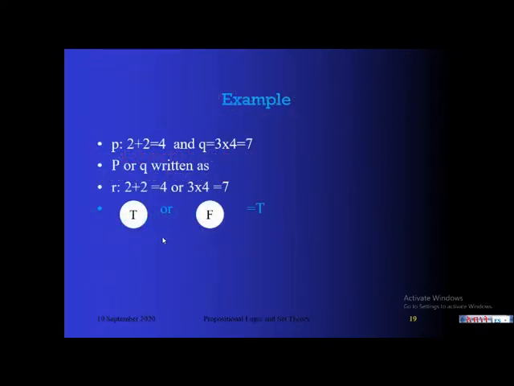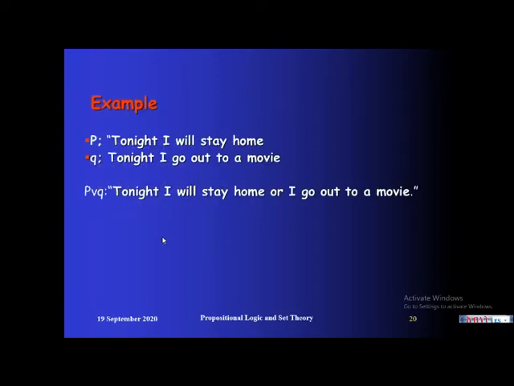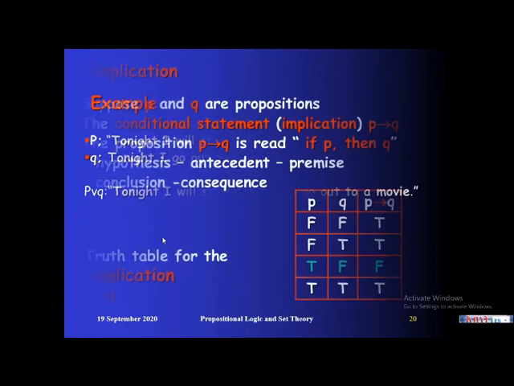For example, let us take a simple mathematical example. P: 2 plus 2 equals 4, Q: 3 times 4 is equal to 7, P or Q written like this. So true or false is true, because the operator is disjunction. And here are some additional examples, you can observe them.